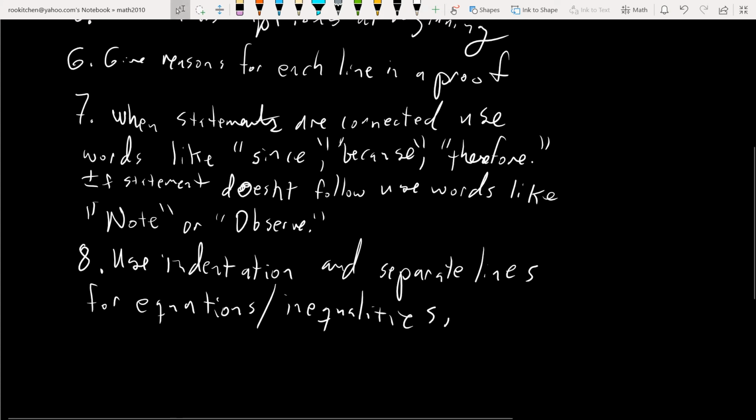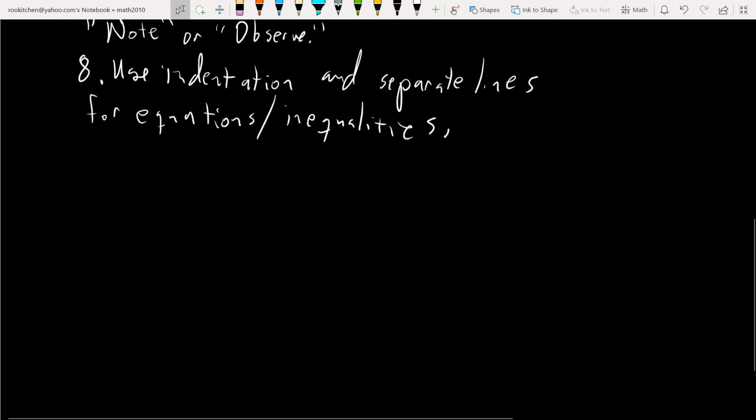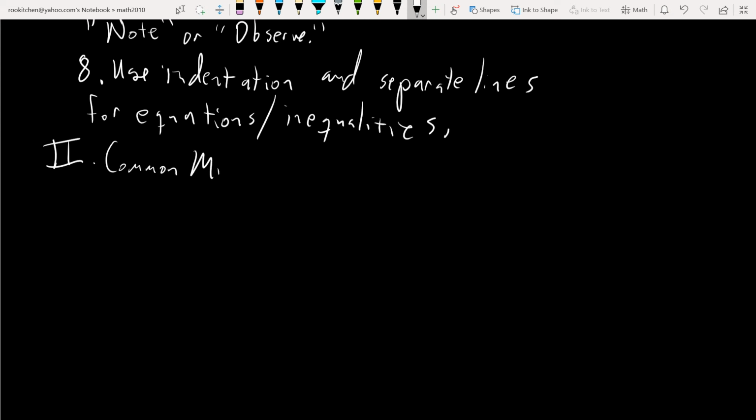What are some common mistakes in proofs? This is like the second half of the section. And if you ever are a grader or something like that, this kind of stuff is really important to get your brain centered on.